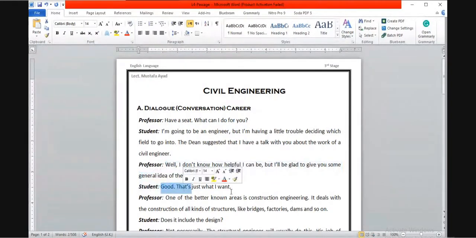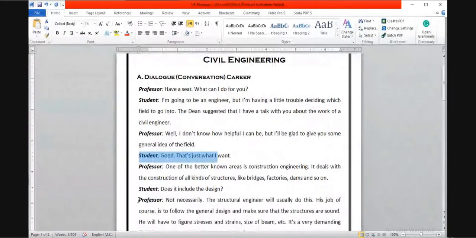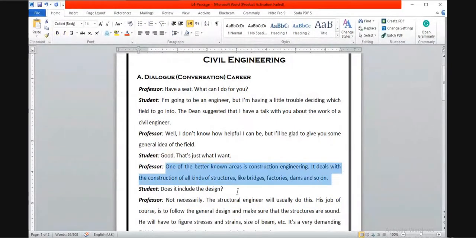The student here is saying, good. That's just what I want. This kind of a general idea of the field of civil engineering. إذن اللي يريد الطالب من البروفيسور إنه يشرح له بشكل عام عن هذا الفيلد مال الهندسة المدنية. Now the professor is trying to help by saying this sentence. So let's ask someone to read.